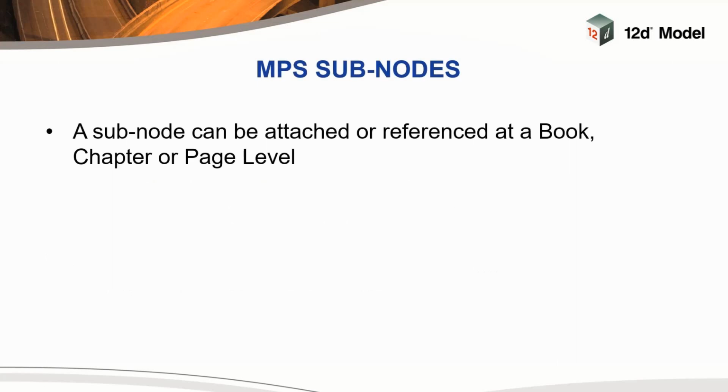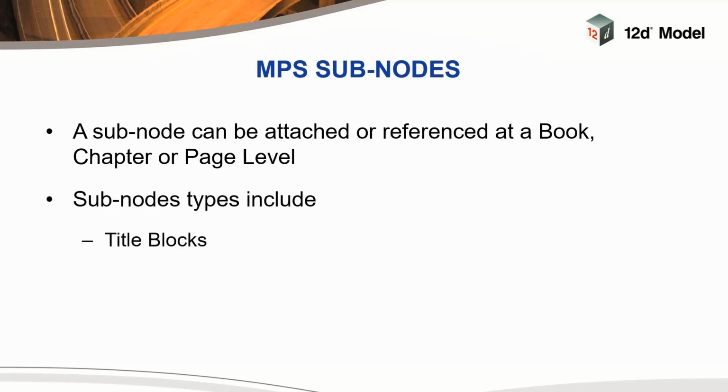Now looking at the subnodes. A subnode can be attached or referenced at a book, chapter, or a page level. Subnode types include title blocks, frames, text, symbols, and models. So we're going to have a look at each one of those in brief.